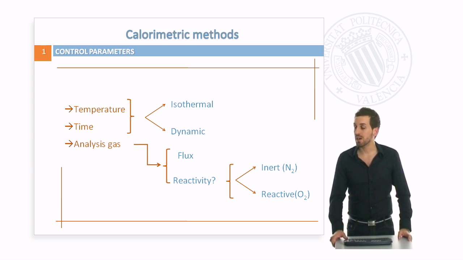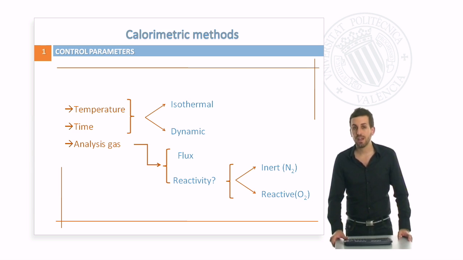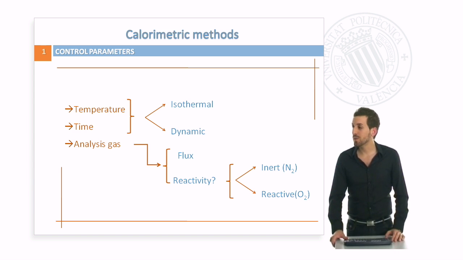Regarding the definition of the gas for our analysis, we will have to define the flux, that means the amount of gas that is passing through per time unit, and also we will have to ask ourselves, do we want our gas to react with our sample? If we answer positively to this question, then we will use some reactive gases such as oxygen, but if we don't, we will apply an inert gas such as argon or nitrogen.